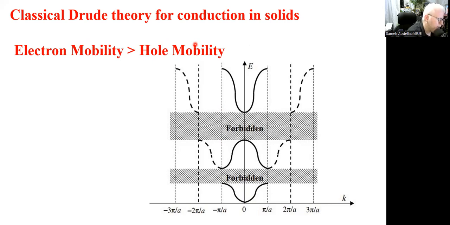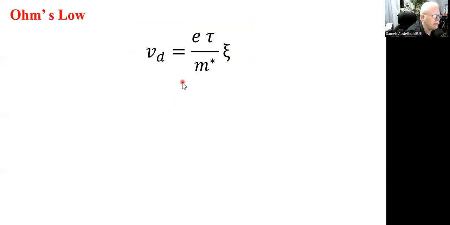For example, one of the examples we will consider in this course is polyaniline, as an organic semiconductor material, and also in most of the organic semiconductor materials, the hole mobility is greater than the electron mobility. So this is mainly a function of the E-k diagram. Whenever the E-k diagram changes, you can have a different relation between the electron and the hole mobility.